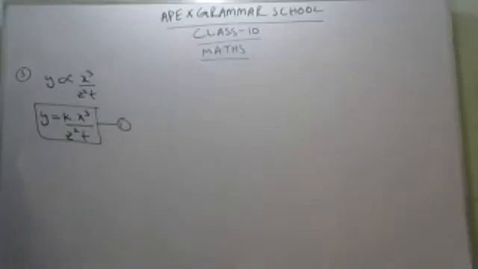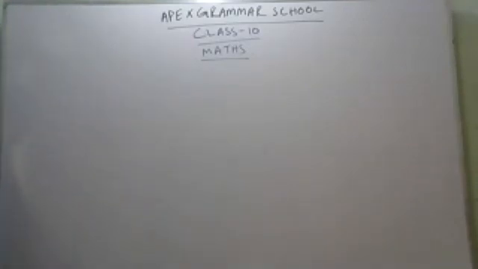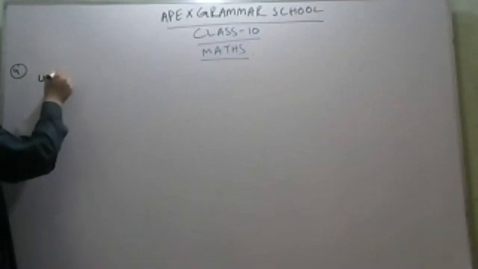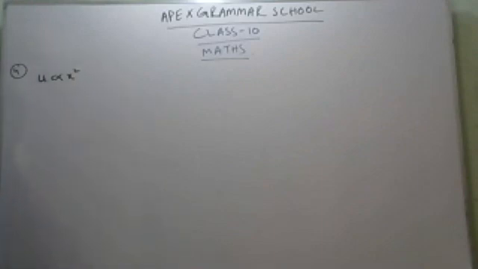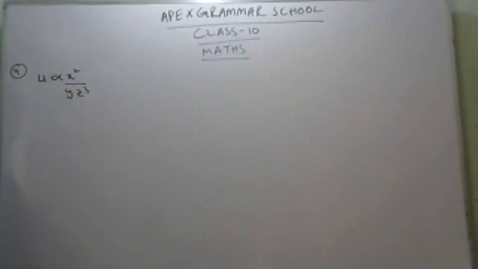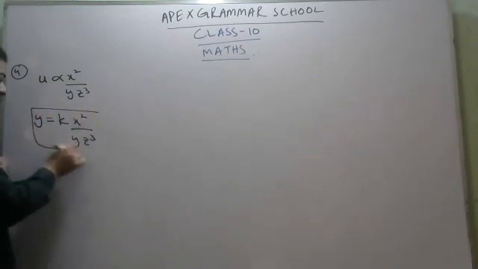Now moving towards question number 4, relation. Question number 4 is again the same thing. Read this statement. If u varies directly as x square, meaning u is directly proportional to x square, and inversely as the product of y z cube, then u is inversely proportional to this. Now the rest is the same, you will easily make the relation u is equal to k x square over y z cube.